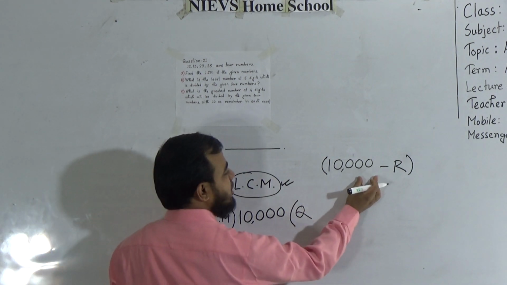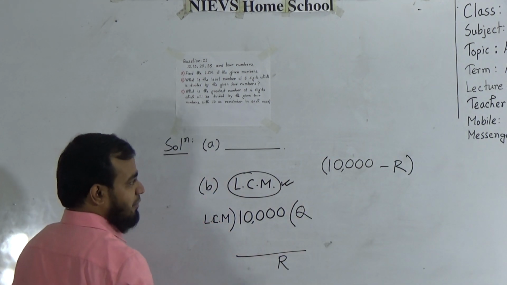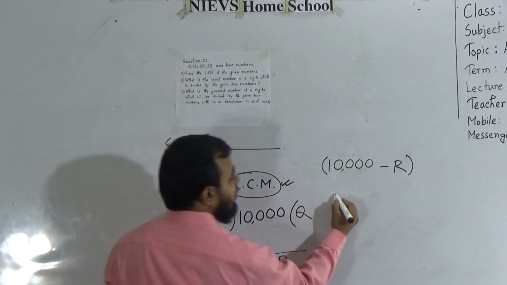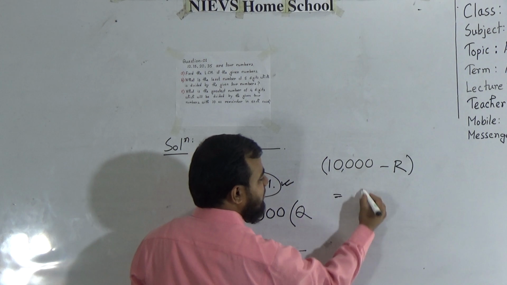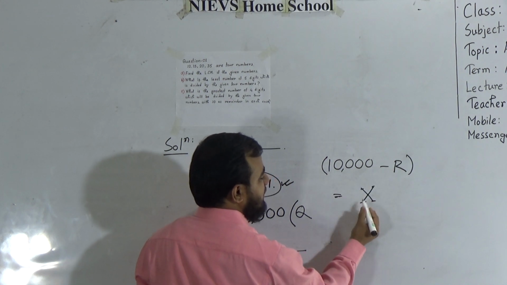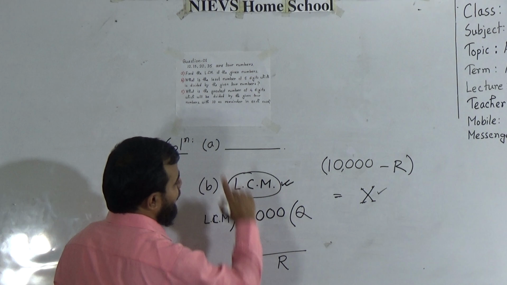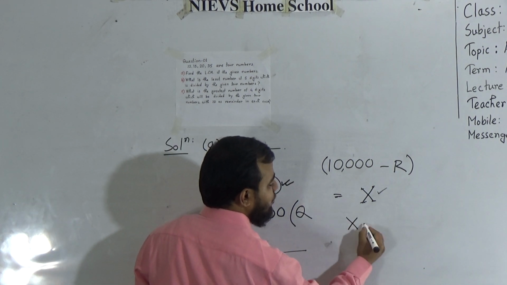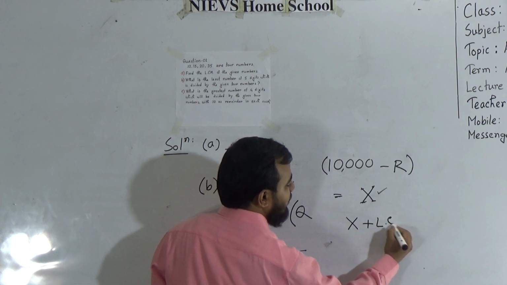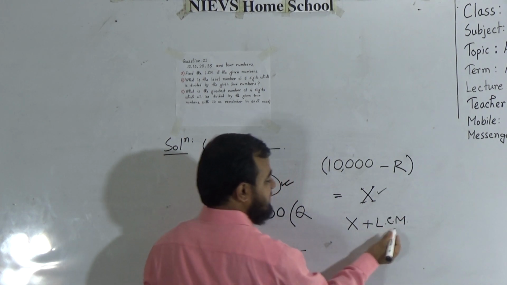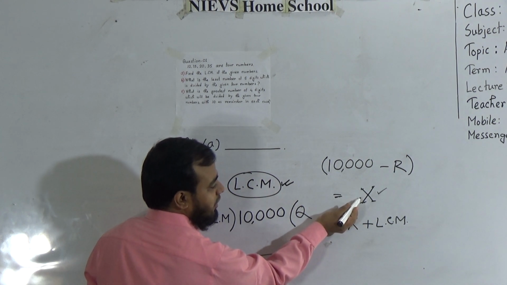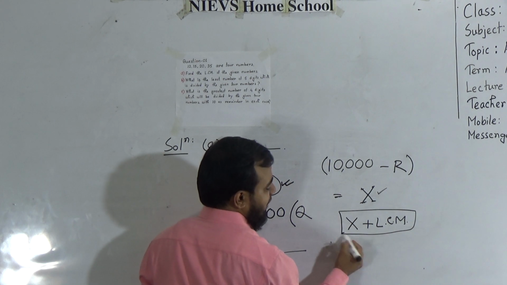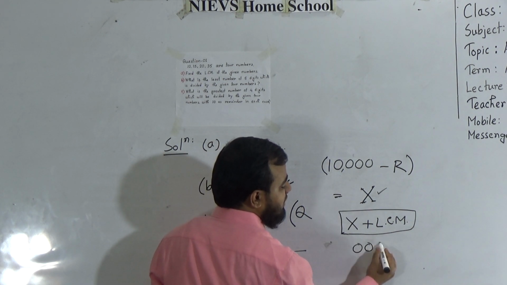But this number is not a 5 digit number. This number will be a 4 digit number. So what should we do? We will get a number; suppose this number is x. This number is divisible by all the 4 numbers, but we need a 5 digit number. That is why we will add the LCM to x. We will add the LCM again with x. So we will get a number, and that number will be a 5 digit number.